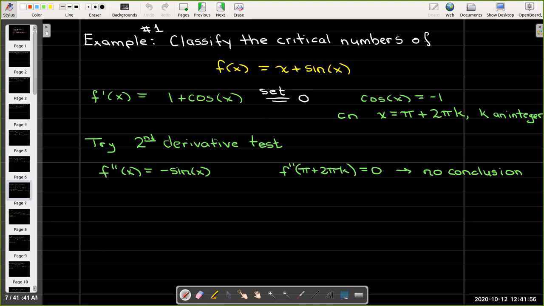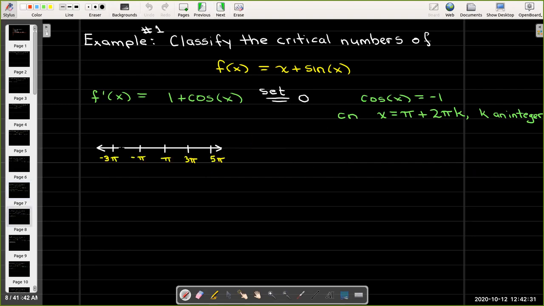Maybe we'd like to try to use the second derivative test to classify those critical numbers. So I take the derivative of the derivative. I get negative sine of x, but I find that if I take sine of any integer multiple of pi, I'm going to get zero. So the second derivative at the critical numbers is all zero, and no conclusion can be made from the second derivative test. Just fine. Let's go to the first derivative test.